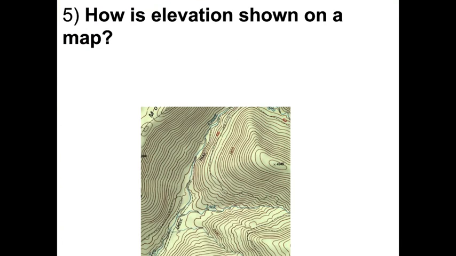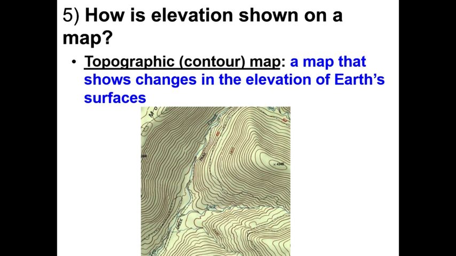Now, similar to the map that we saw in part 1, we see a map below, and this is a topographical map. The lines drawn are similar to the lines you drew in the previous section that show lines of equal elevation. So by definition, a topographic map or a contour map is a map that shows changes in elevation of the Earth's surface.